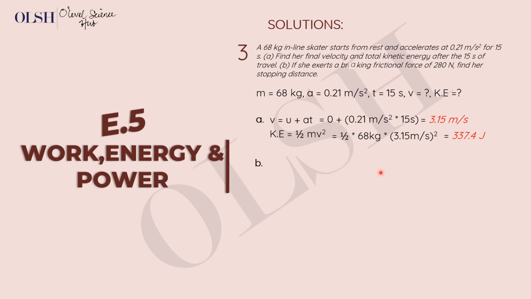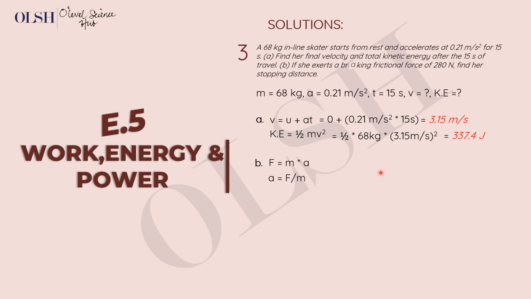So first of all, for a braking frictional force of 280 newtons, we need to know the deceleration. We need to know the deceleration that braking force can give us. If we know the deceleration, then with that deceleration, we can find how long that deceleration will take place. So we have the braking force of deceleration, which is 280 newtons, and we have her mass. So we can use force equal to mass times acceleration to get that.